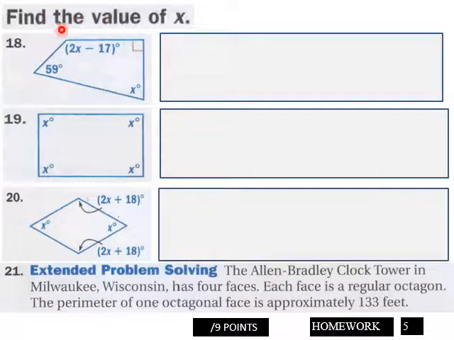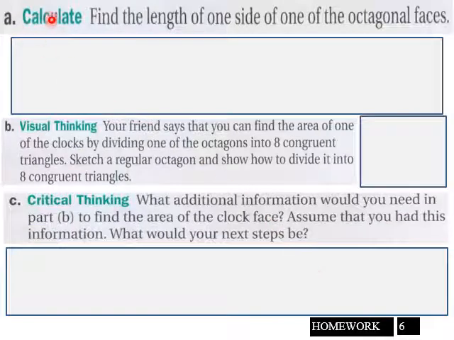Page 5, find the value of x in each one of these situations here. Then 21, you got a word problem here. It has 4 faces. Each face is a rectangular octagon. The perimeter of one octagon face is approximately 133 feet. So we continue here. A, calculate, find the length of one side of the octagon. Visual thinking, find the area of one of the clocks by dividing one of the octagons into 8 congruent triangles. Sketch a regular octagon and show how to divide it into 8 congruent triangles.